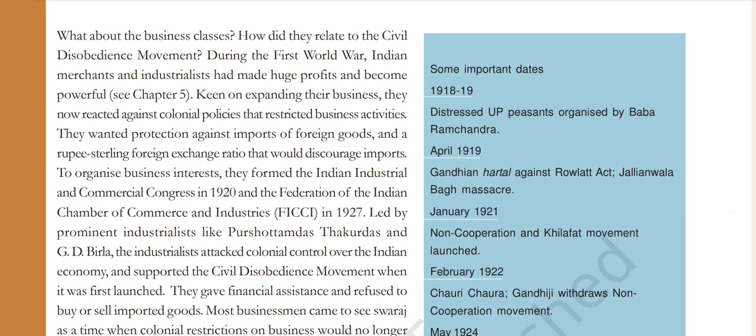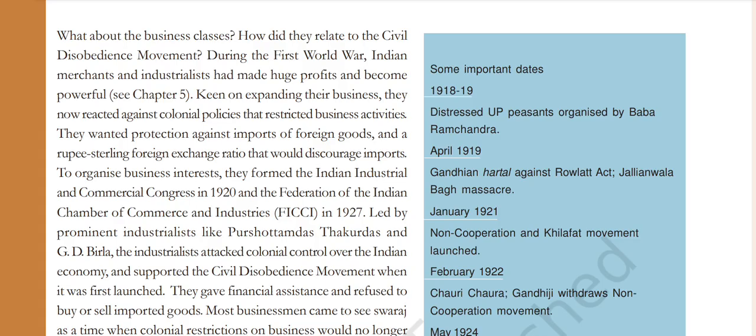What about the business classes? How did they relate to the civil disobedience movement? During the First World War, Indian merchants and industrialists had made huge profits and become powerful. Keen on expanding their business, they now reacted against colonial policies that restricted business activities. They wanted protection against imports of foreign goods and a rupee-sterling foreign exchange ratio that would discourage imports.